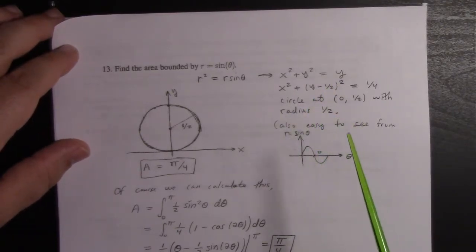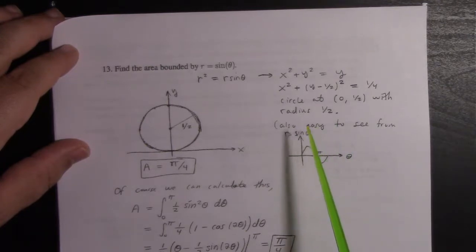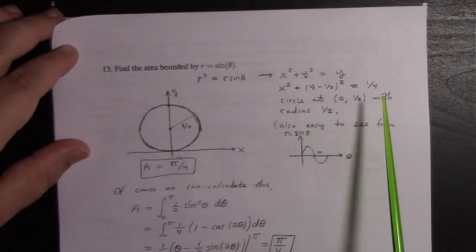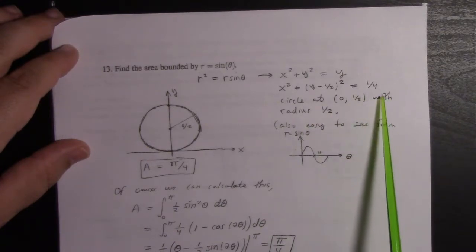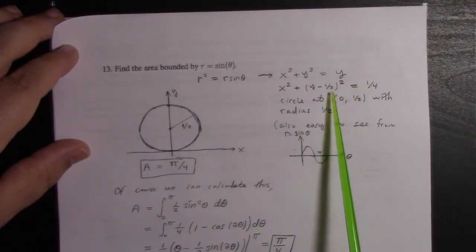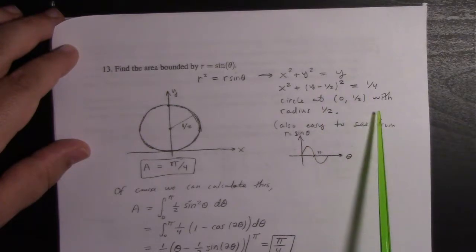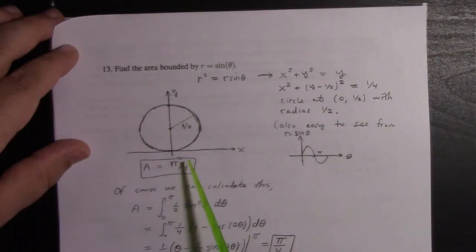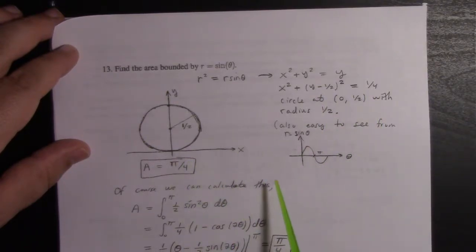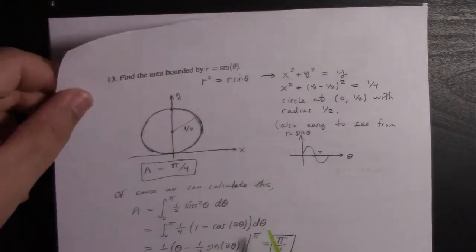Find the area bounded by r equals sine theta. That's actually a circle of radius 1/2 centered at (0, 1/2). So you could calculate the area is pi over 4 directly, or you could do the integration to figure out it's pi over 4.